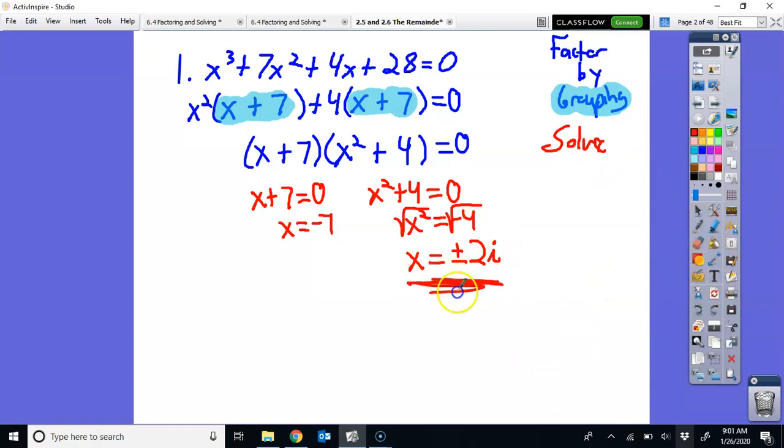So we have two answers here, and we have one answer here, for a total of 3 answers. We're going to talk about that a little bit more as we go through the rest of the chapter as well.